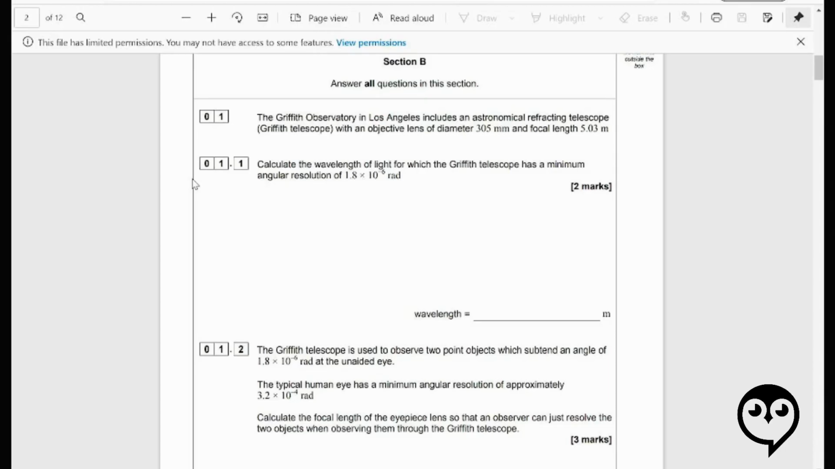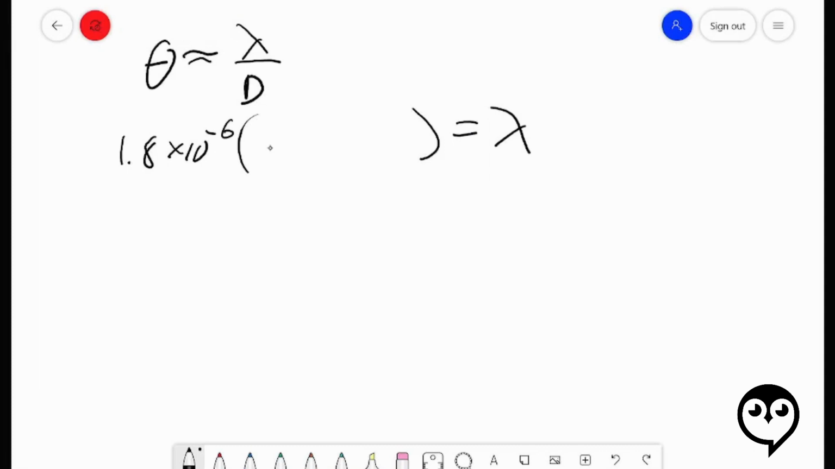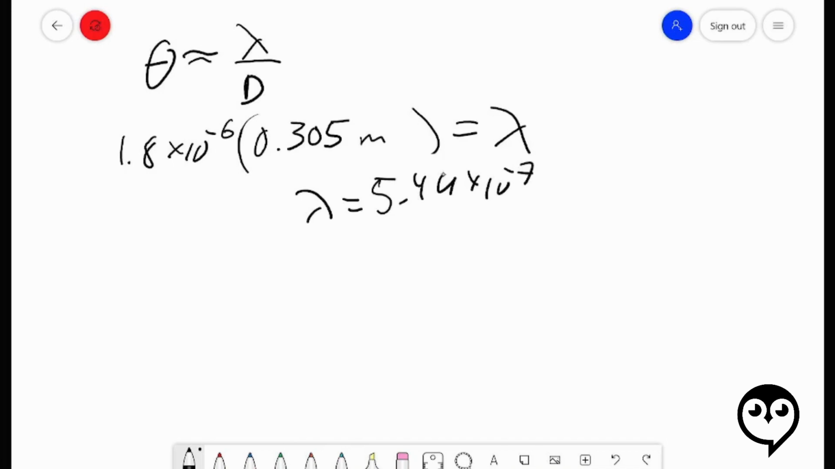So very famous observatory there. Calculate the wavelength of light with which the Griffith telescope has a minimum angular resolution of 1.8 times 10 to the power of negative 6. Okay, and so we've got our Rayleigh criterion here. They told us it was 305 millimeters, so that's 0.305 meters. And I get 5.49 times 10 to the negative 7 meters.